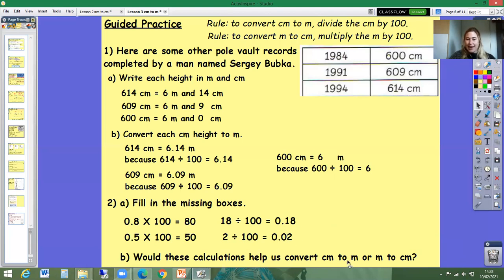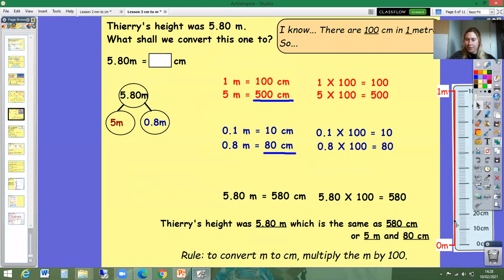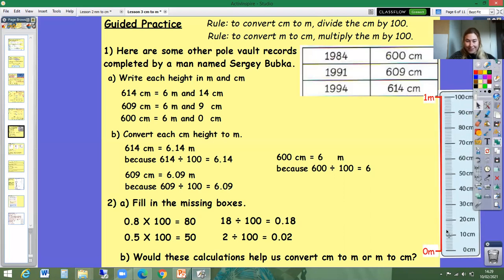Okay, next one. Would these calculations help us convert centimeters to meters or meters to centimeters? Let's have a think about this. Just like before, if I grab this, it might help us. If we're going from a smaller number and we're ending up with a larger product, let's think about what that means. We would end up going from our smaller meters to our larger number of centimeters for each meter. So these calculations would help us convert our meters to centimeters.